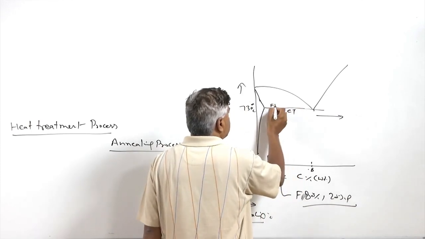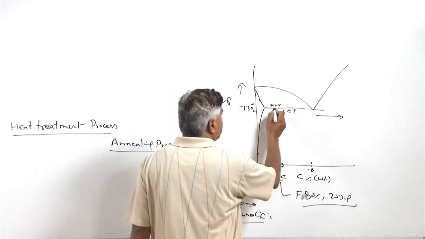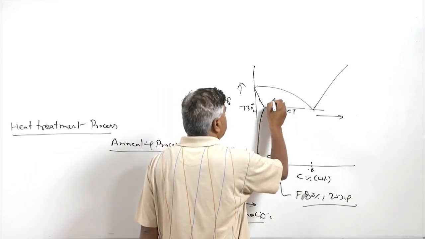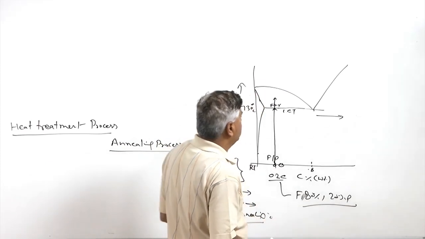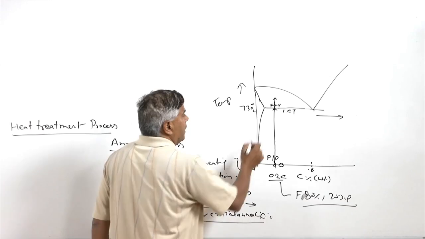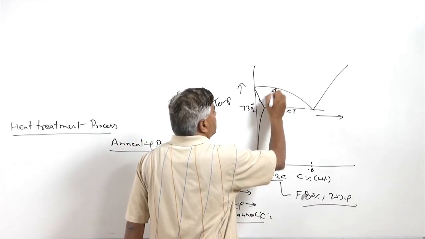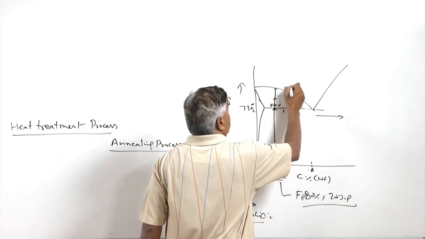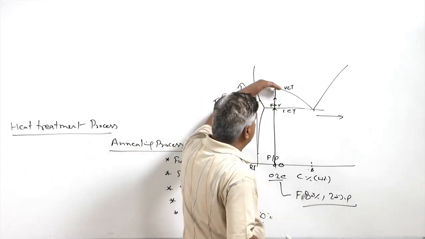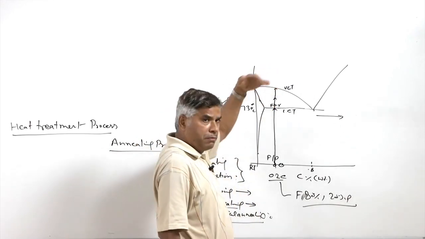So here this is the region where we'll have ferrite plus austenite, and further increase in temperature will lead to the transformation of the ferrite into austenite, and this will continue until the upper critical temperature is attained. On reaching the upper critical temperature, the whole of the ferrite will also transform into austenite.